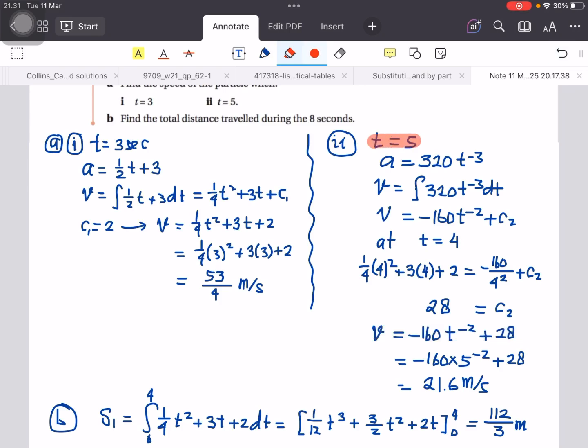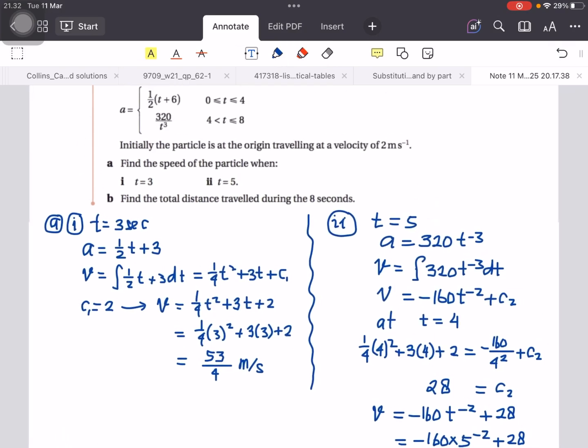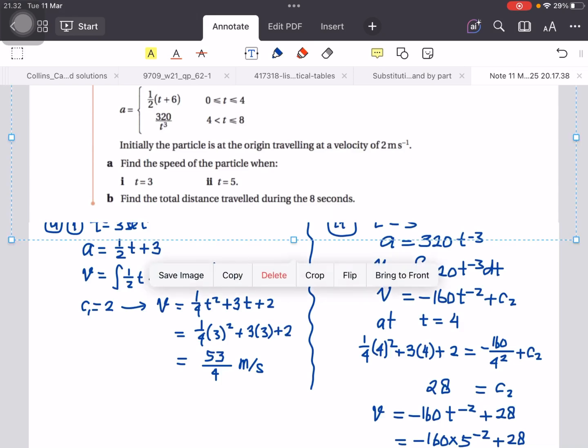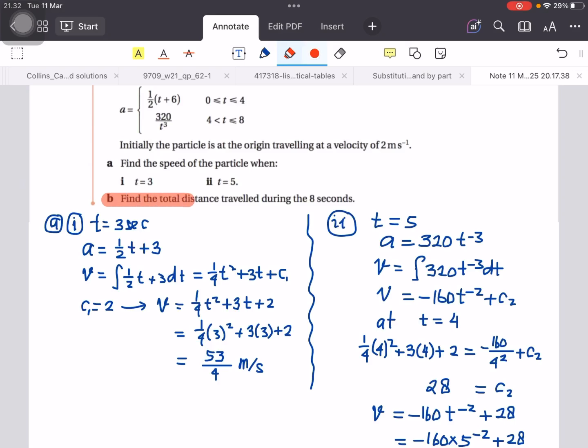And then substitute the value of t equals 5 into this formula. And finally, we can find that when t equals 5, v is equal to 21.6 meters per second. And then for part B, find the total distance traveled during the 8 seconds.